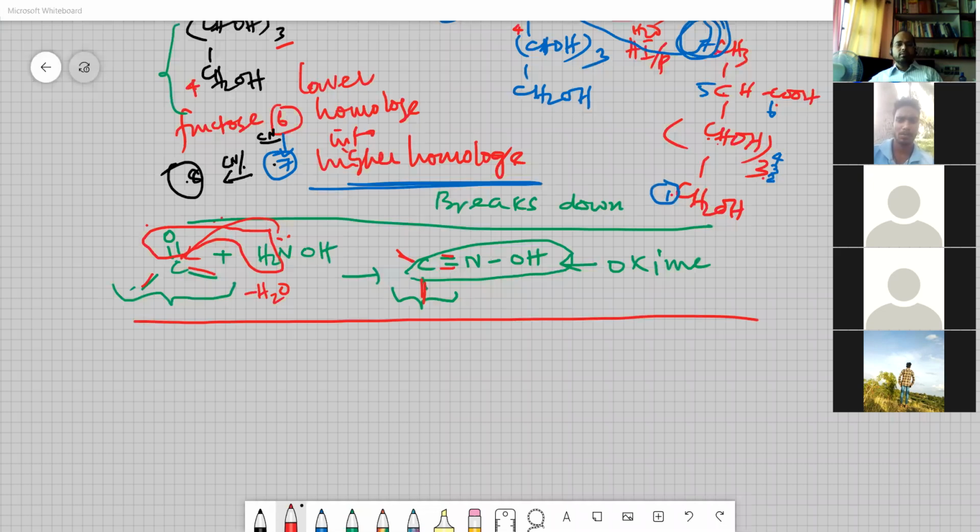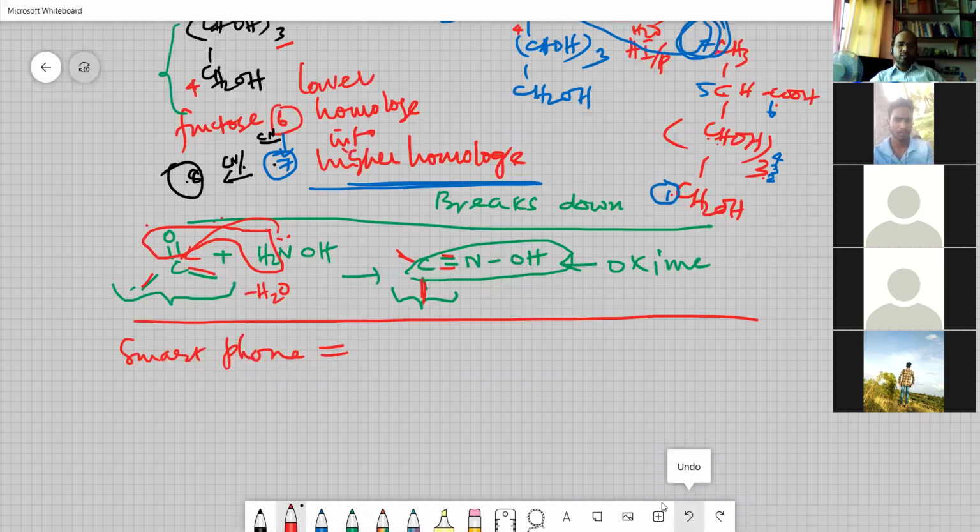And then, what is meant by configuration? How do you define configuration and conformation? These two are different things. I'll just tell you what configuration is. Suppose you have a smartphone, and I'm just asking what its configuration is.